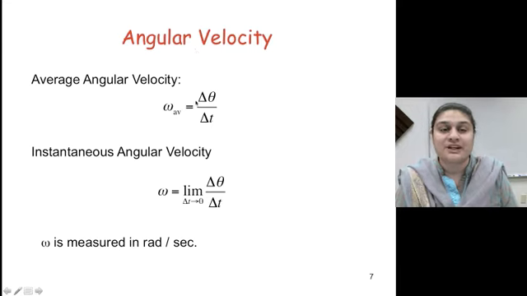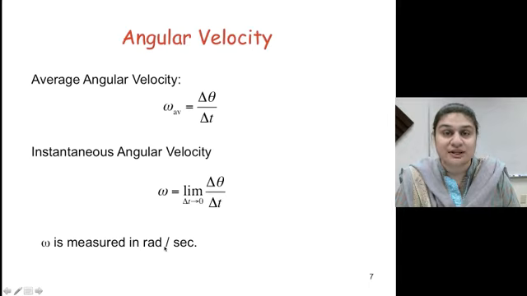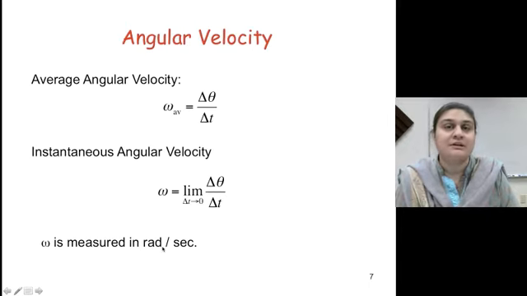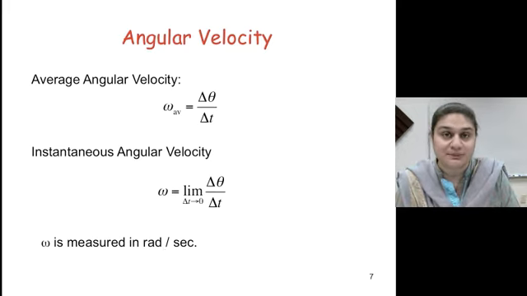So the average angular velocity is going to be given as a rate of change of angular displacement with respect to time. Instantaneous angular velocity is the rate of change of delta theta in the limit when delta t goes to 0. Now, another very important thing to remember is that omega is measured in radians per second, not in meters per second. So if you see a unit like revolutions per minute or any other terms, you have to be able to convert it to radians per second.